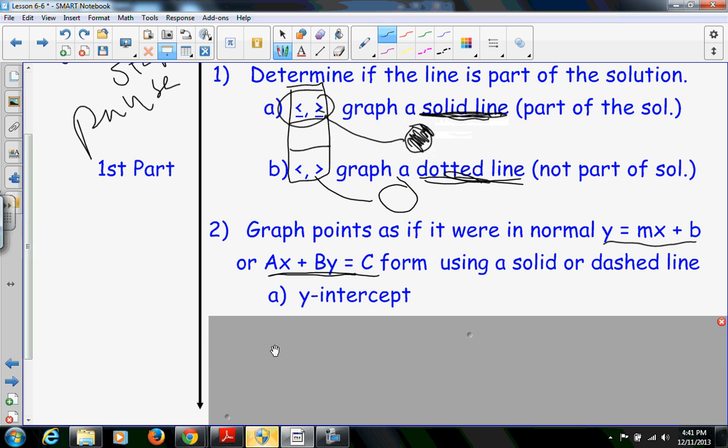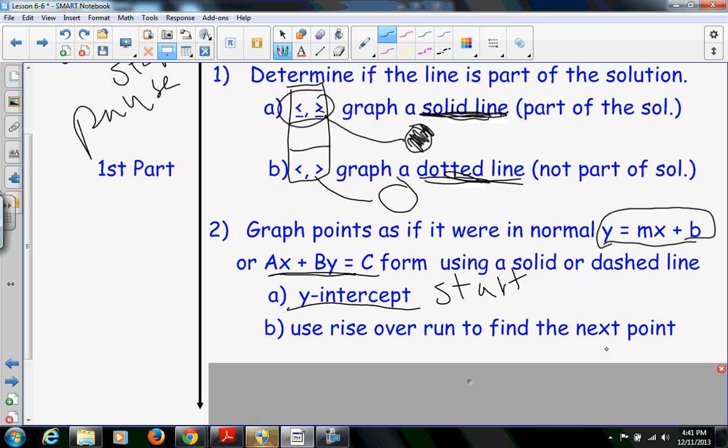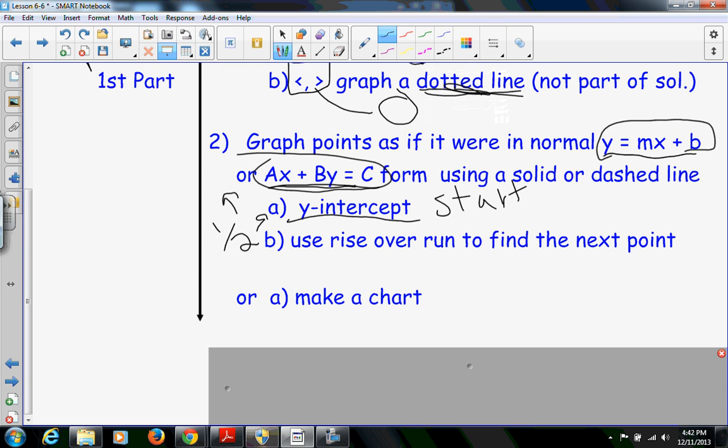Just to review, if we have slope-intercept form, remember we start at the y-intercept. That's our starting point, and we use rise over run to find the next point. So if my slope is 1/2, that means I go up 1 and right 2 to find my next point. If instead I have standard form, then I would still graph by making my XY chart, where I choose my zeros here and here, and then find out what my other values are for my points.